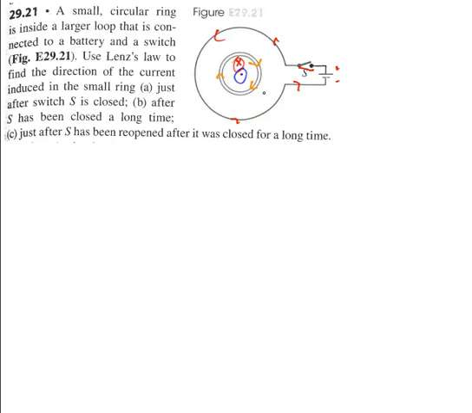Okay, so if the switch has been closed for a long time, the current has reached some steady value. Typically it would reach that in a very short period of time. So if the current is constant, that means the magnetic field it's producing is constant, and that means the change in the magnetic field is zero. So there's no change in flux, and so there's no EMF. So there's going to be no current.